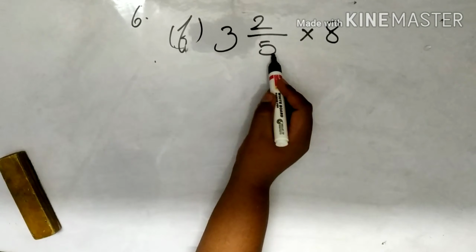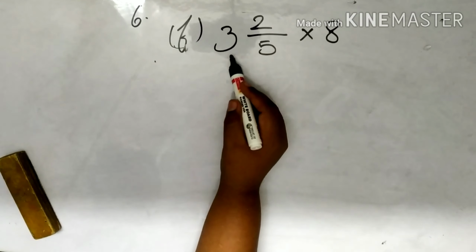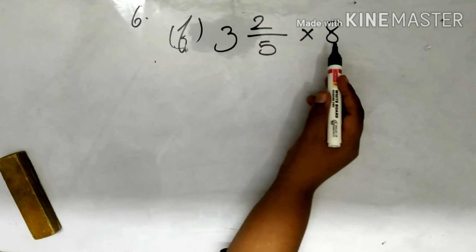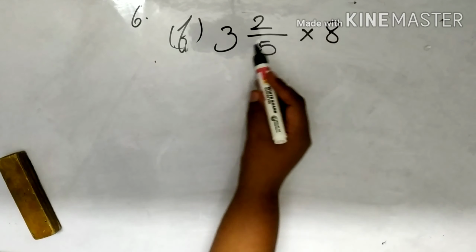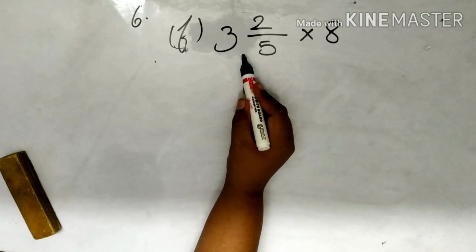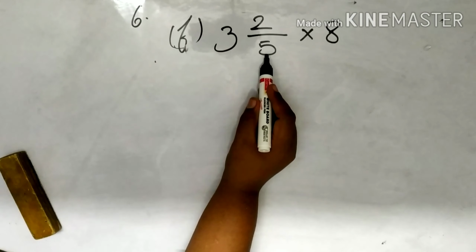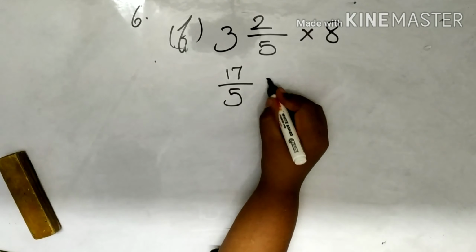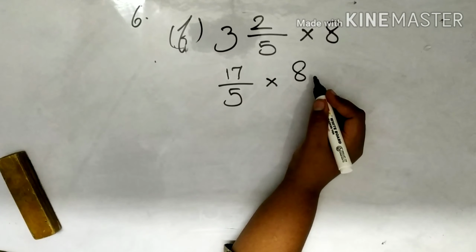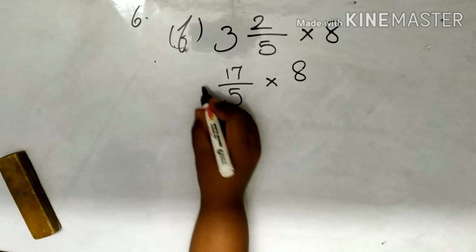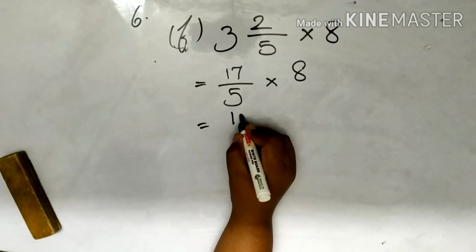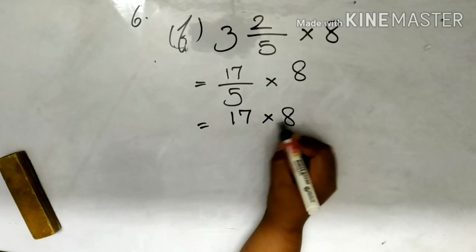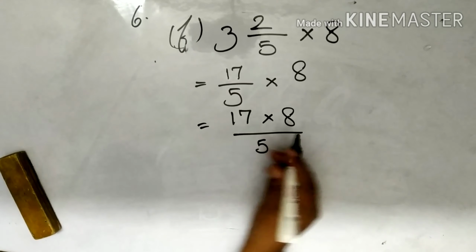Now let's solve the F part of the sixth question. It says 3 2 by 5 into 8. That means we are multiplying a mixed fraction with a whole number, right? So we'll convert this mixed fraction into an improper fraction, which is 17 by 5 into 8. So this will come as 17 into 8 divided by 5.